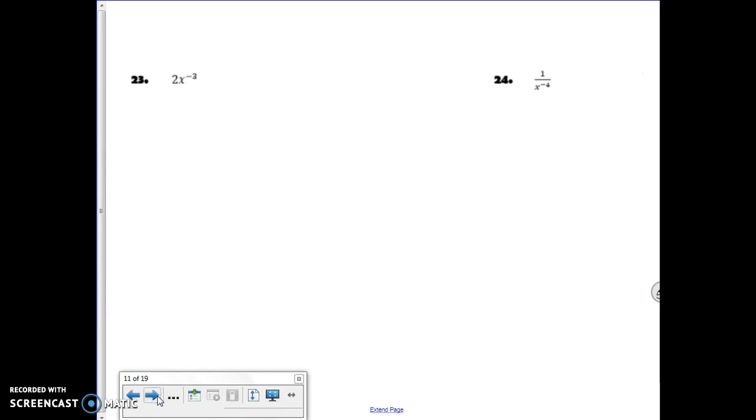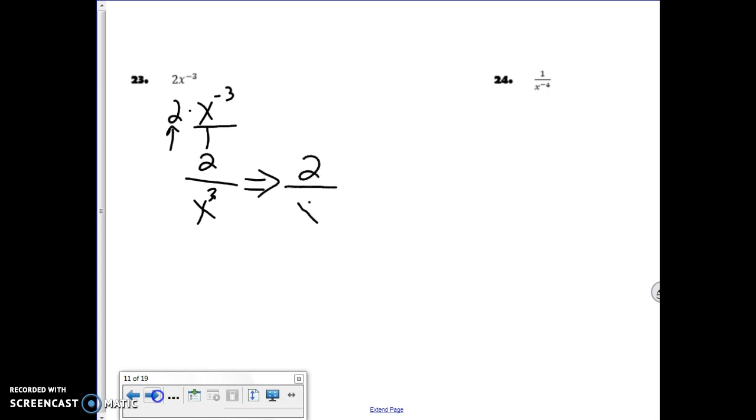Next one, same exact thing, but now we've got 2 times x to the negative third. I want you to keep in mind that this x to the negative third is the only thing that has the negative exponent. This 2 is its own separate thing. So to make this positive, I'm going to flip it over the fraction, but now I don't just have a 1 up there anymore, I've got a 2. So I have to make sure that it's 2 over x to the negative third. I just realized that's very hard to read. So 2 over x to the positive third power. Again, you need to treat these two things as totally separate items.